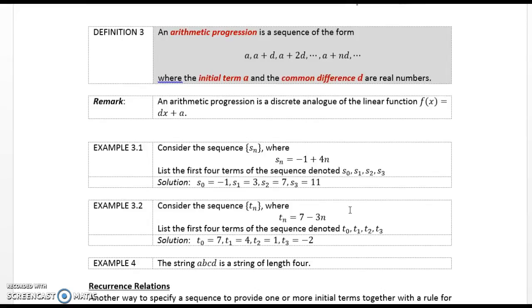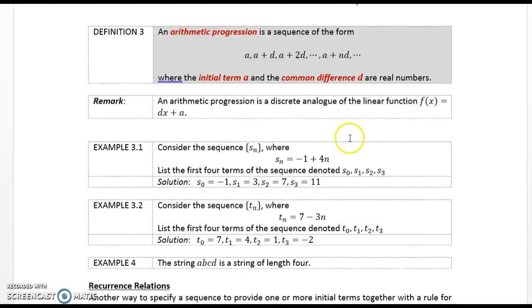Definition 3. An arithmetic progression is a sequence of the form a, a + d, a + 2d, and so on until we get to a + nd, where the initial term a and the common difference d are real numbers. An arithmetic progression is a discrete analog of the linear function f(x) = dx + a.